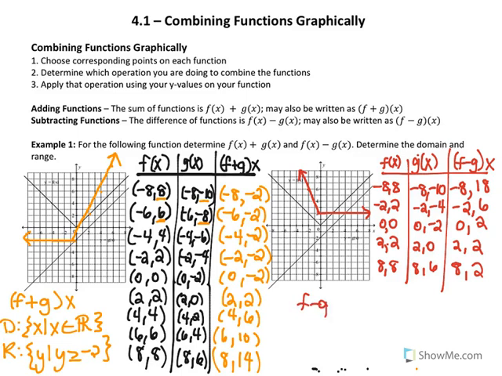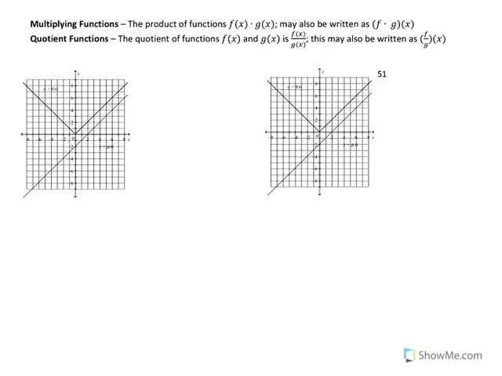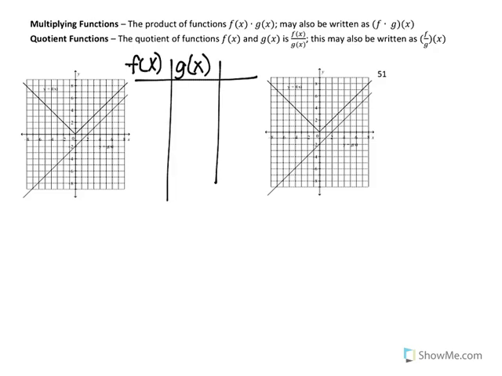So for f minus g of x, our domain is all the real numbers. And our range is going to be greater than or equal to 2. And there you go. Okay, two more things we can do is we can multiply or we can divide them. So let's make a table of values here. Again, it's the same graph, so we don't need to do a lot of work.